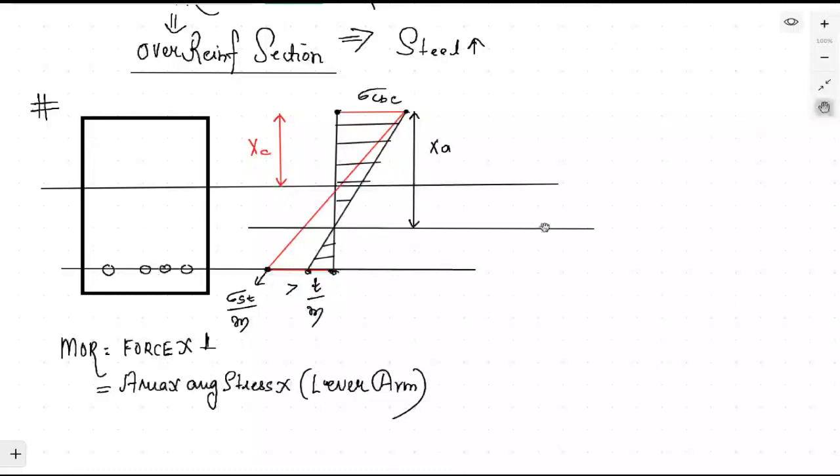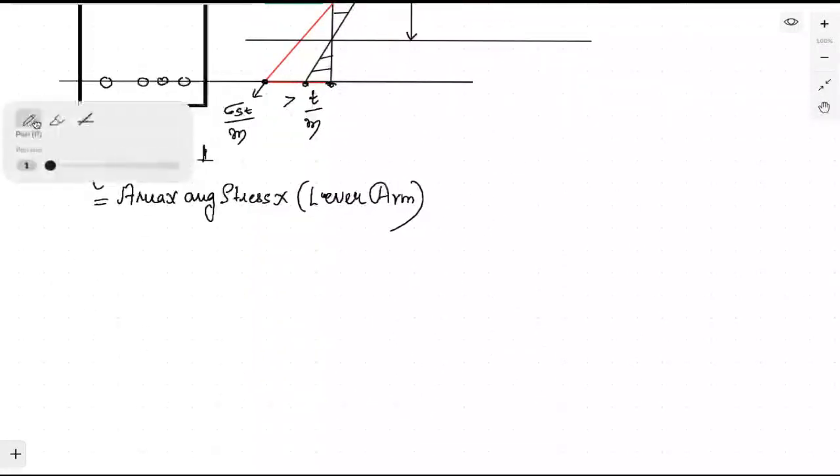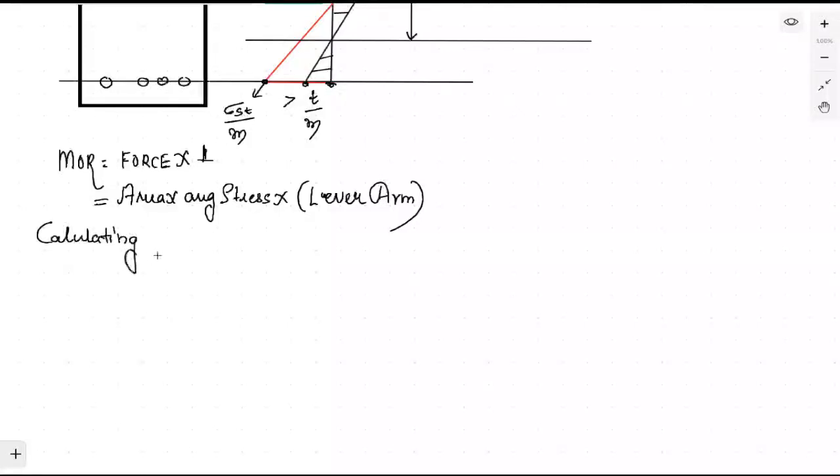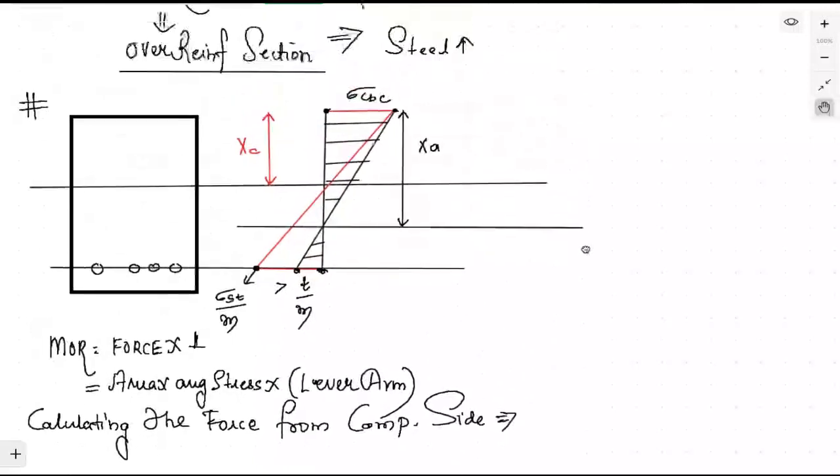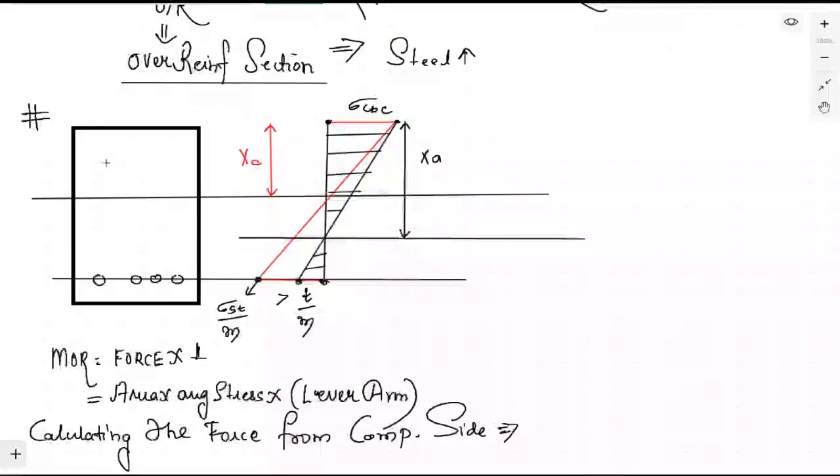Now, what is this average stress, area and all that? Let's see that. यहाँ पे you have to write calculating the force from compression side. Always calculate the force from the compression side only. Compression side is which side? The side which is above the neutral axis is the compression side. The side which is below the neutral axis is the tension side.